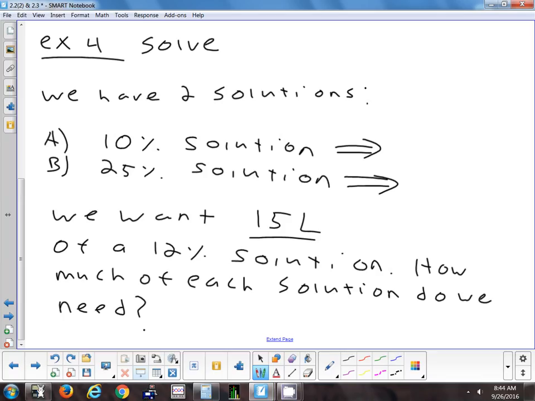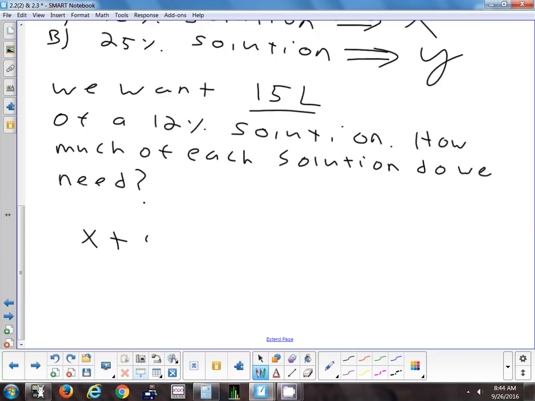So, yeah? Sum of each solution amount available? Yeah. I have no idea how much of each solution I need, but I somehow have to work with these solutions. So just pick two variables to represent each amount. That's going to be the amount for each solution: X and Y. All right, so what's one equation that I could set up based on the information that they give me here? Yeah? X plus Y equals 15. Right, X plus Y equals 15.